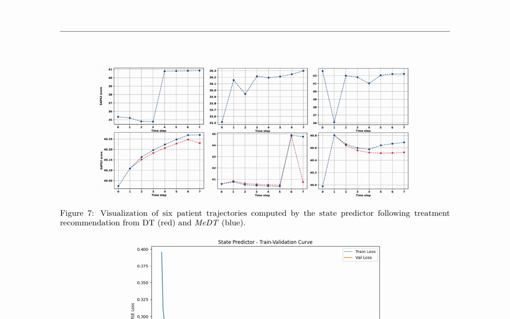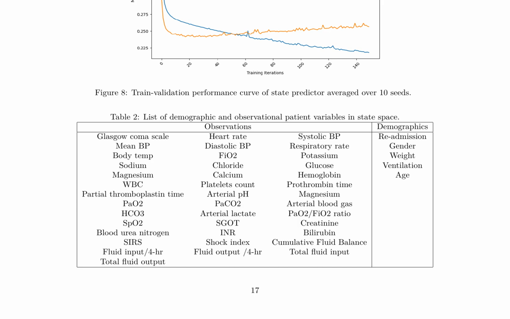Table 2 compiles an exhaustive list of 34 patient attributes that form the state space considered in the research, encompassing demographics, baseline clinical characteristics, and treatment parameters. These attributes include age, gender, Glasgow Coma Scale, vital signs, comprehensive metabolic panel, blood gas analysis, coagulation profile, liver function tests, and specifics of fluid management. This comprehensive set of attributes allows the model to capture nuances in patient responses to different treatments.